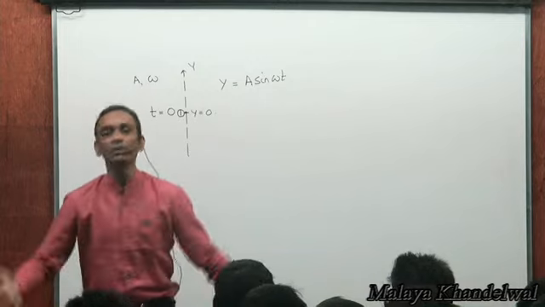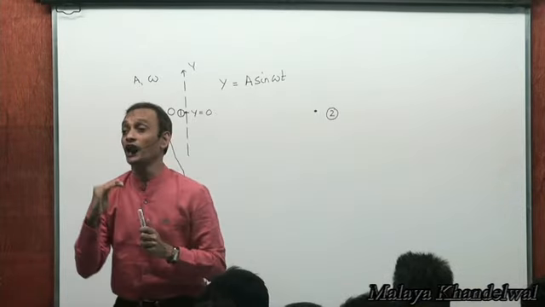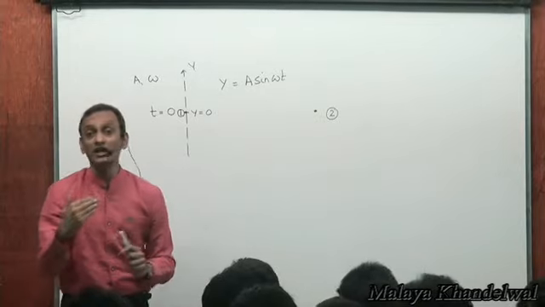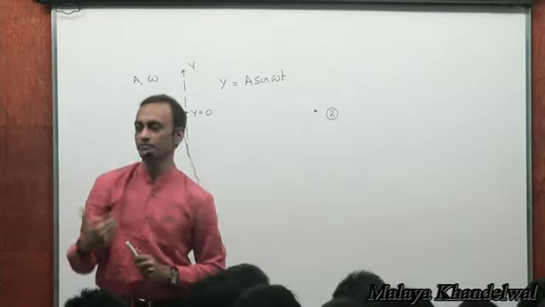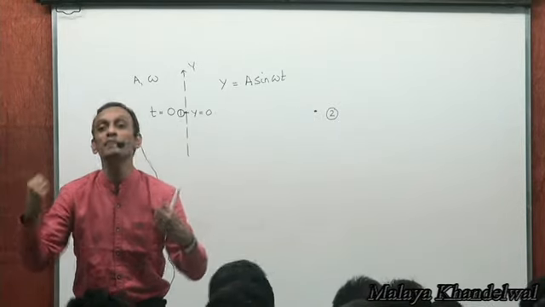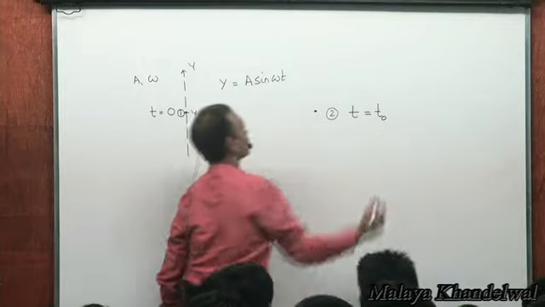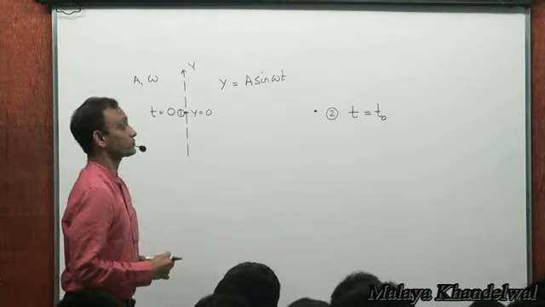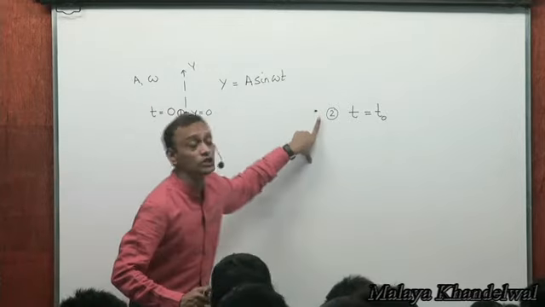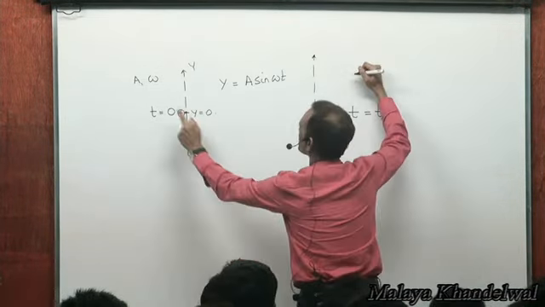Suppose there was a second particle, particle 2, that started to execute an identical kind of motion, but its motion started a little later. Say its motion started at t equal to t naught. It executed exactly the same motion, but its motion commenced at t equal to t naught. Now, given this, same amplitude, same angular frequency, just that the motion started a little later, the description of the motion of this particle 2 would be given by a little alteration of this.